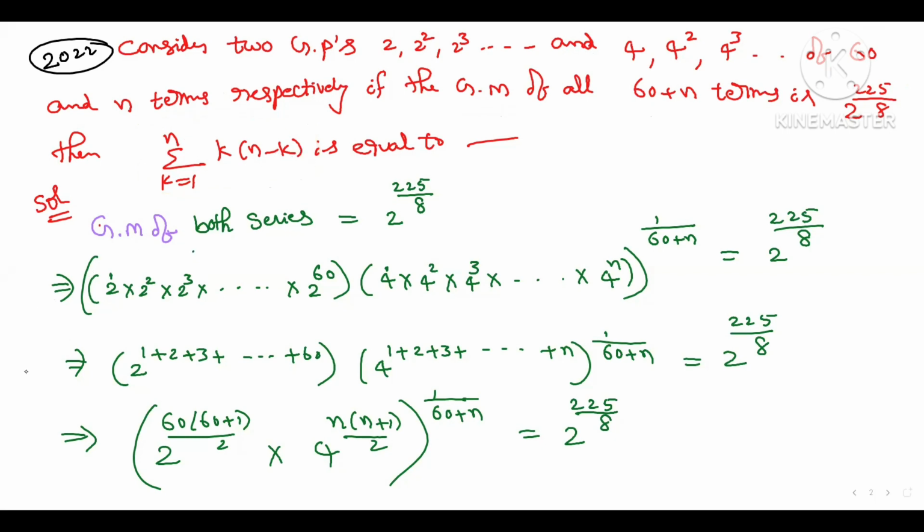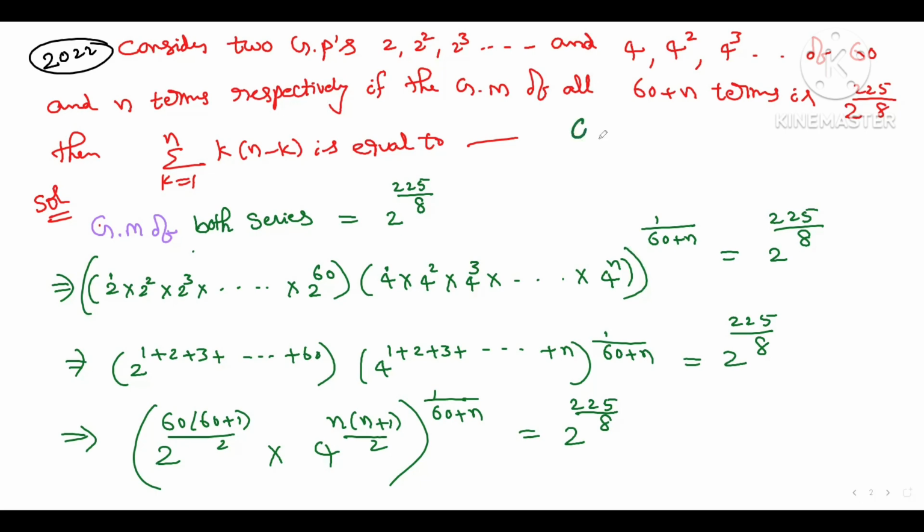How can we solve this problem? In the statement, first we have to find the n value. Okay, so the geometric mean of both series. The first series 2, 2 square, 2 cube up to 2 power 60, into 4 into 4 square into 4 cube up to 4 to the power n. In the first sequence, how many terms are given? 60. And in the second sequence, how many terms are given? N terms. So, whole to the power 1 by 60 plus n.